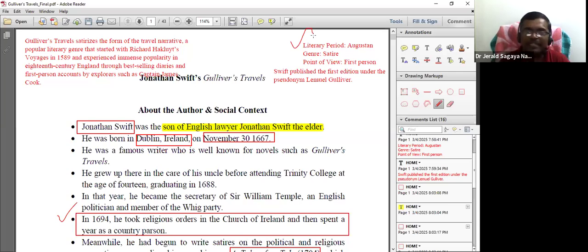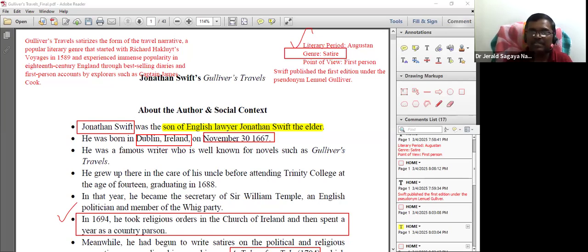And then this particular novel falls under a category called satire. What do you mean by satire? What information do we have about satire, teachers?